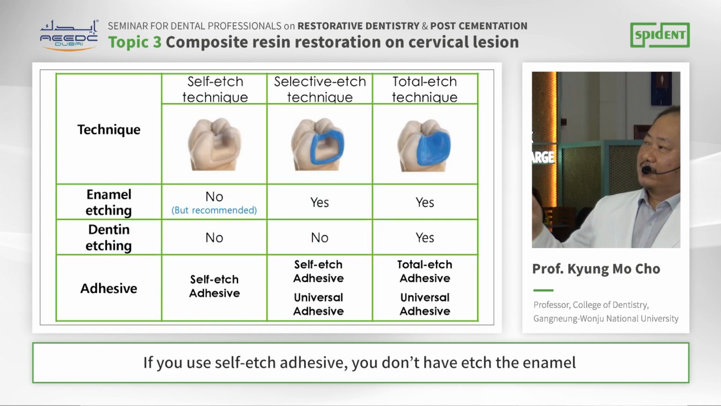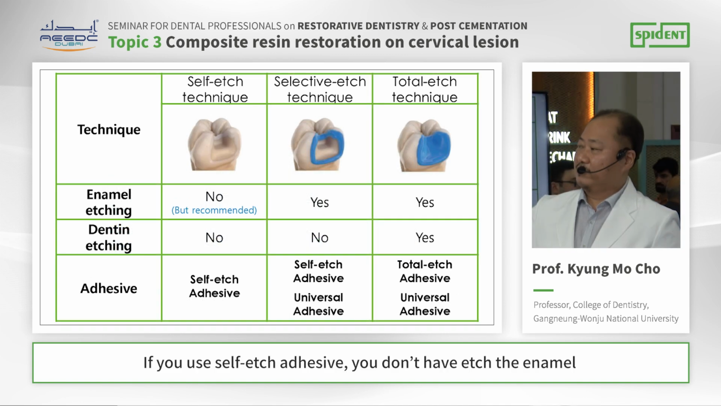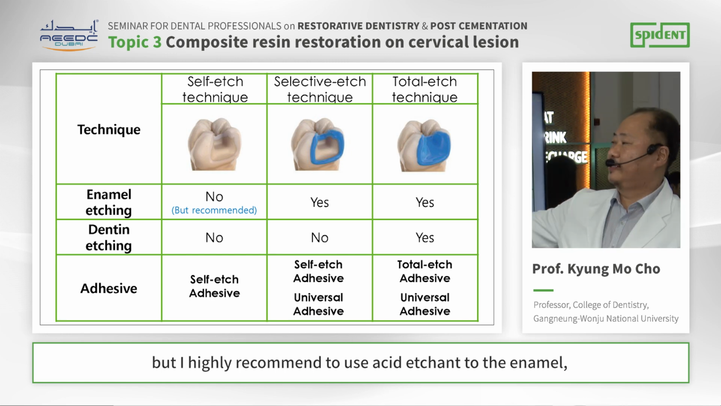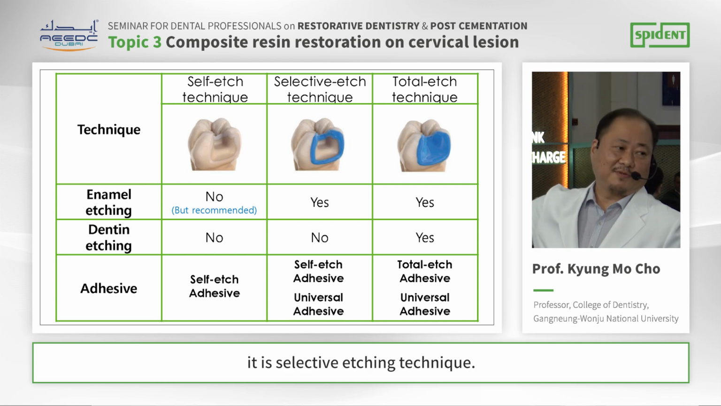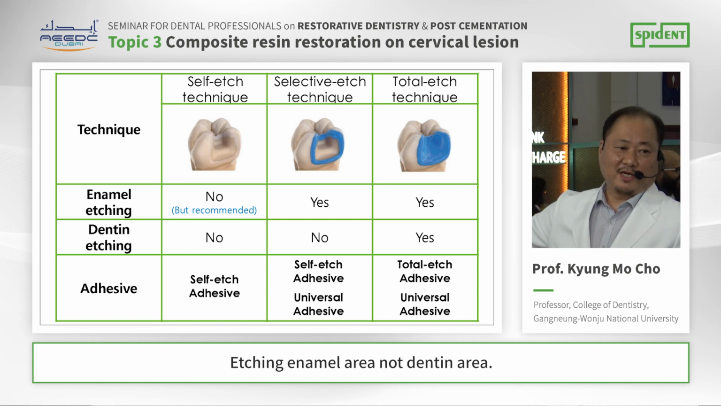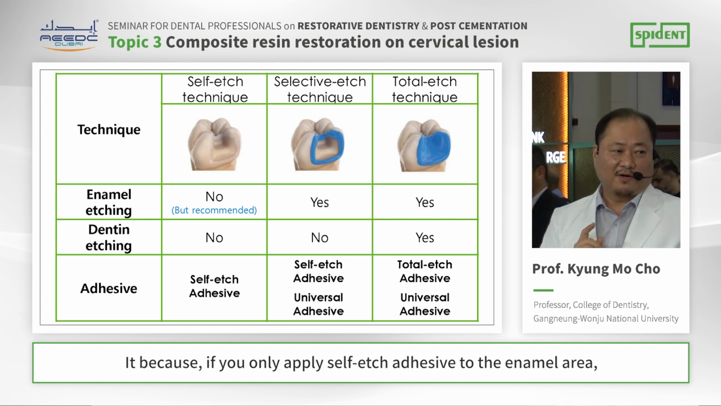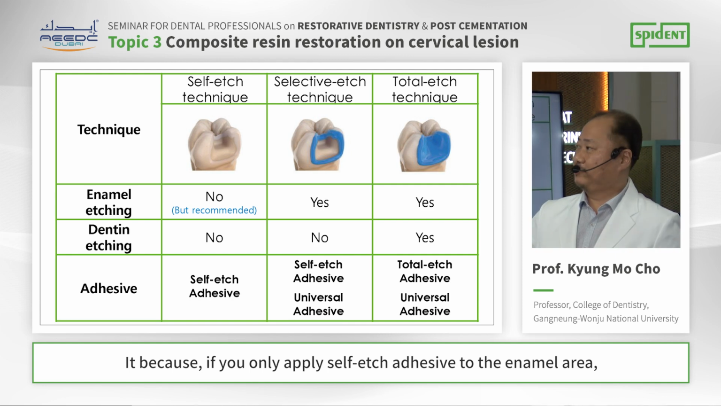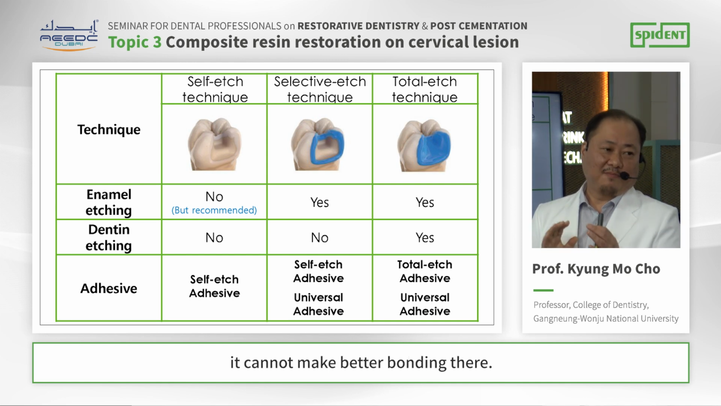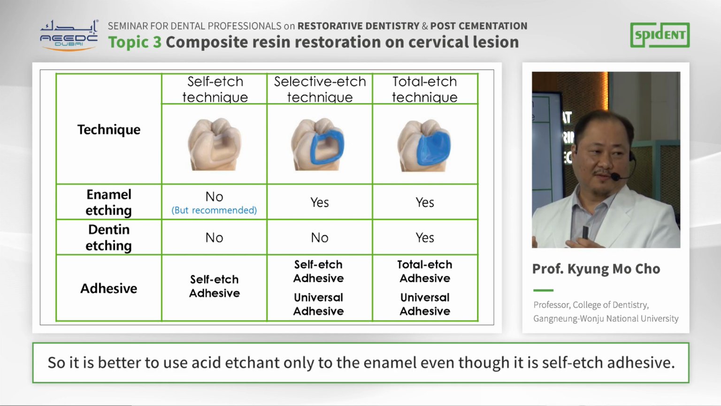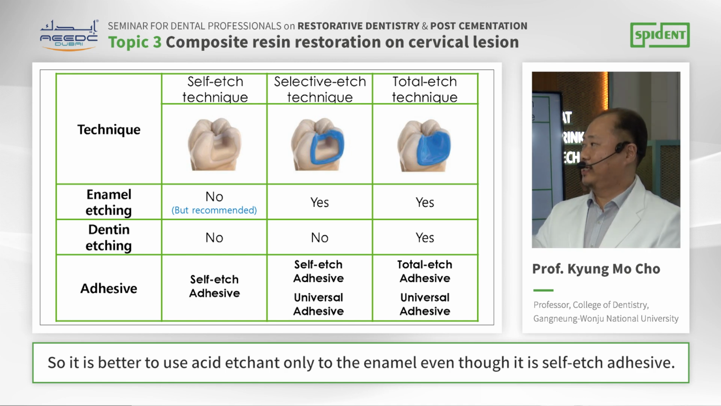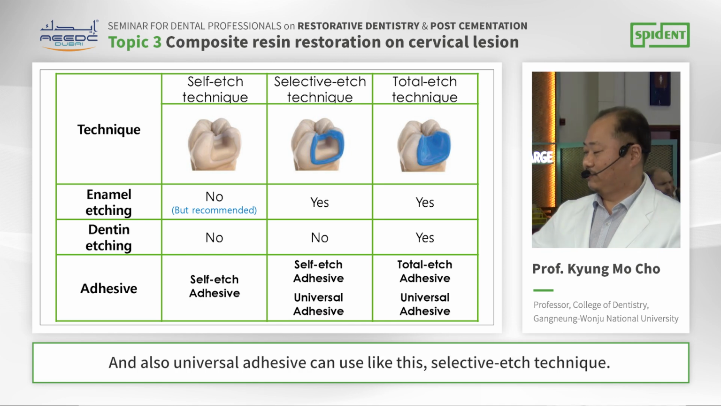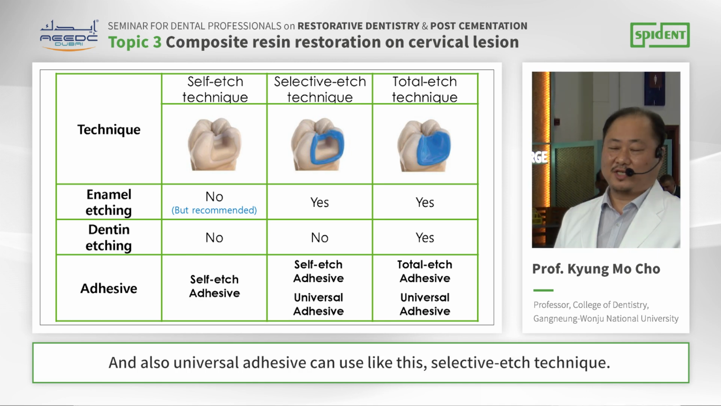So if you use self-etch adhesive, you don't have to etch the enamel, but I highly recommend applying the acid etchant to the enamel. This is the selective etch technique, etching the enamel area, not the dentin area, because if you apply only self-etch adhesive to the enamel area, you cannot make a better bonding there. So it is better to use the acid etchant only on enamel, even though you use self-etch adhesive. And universal adhesives can also use this selective-etch technique.